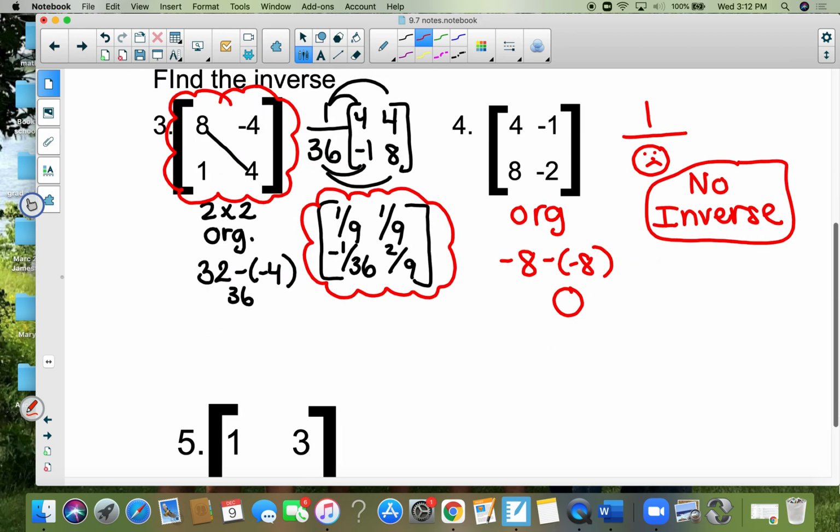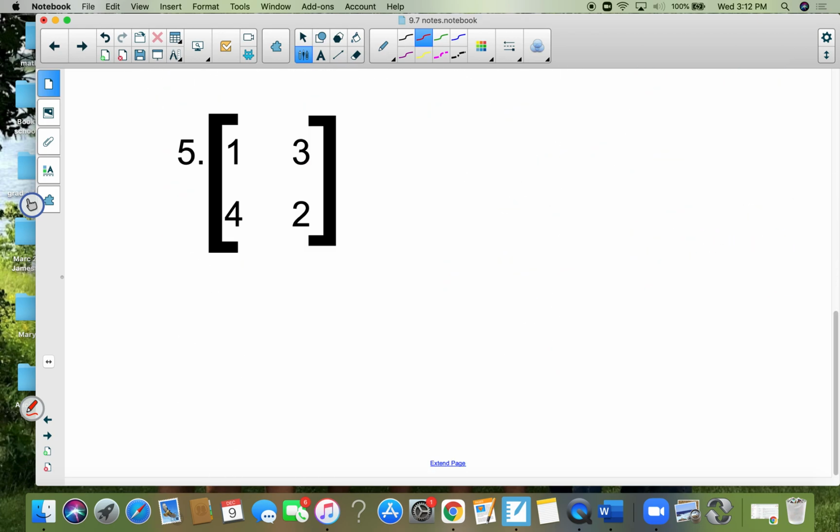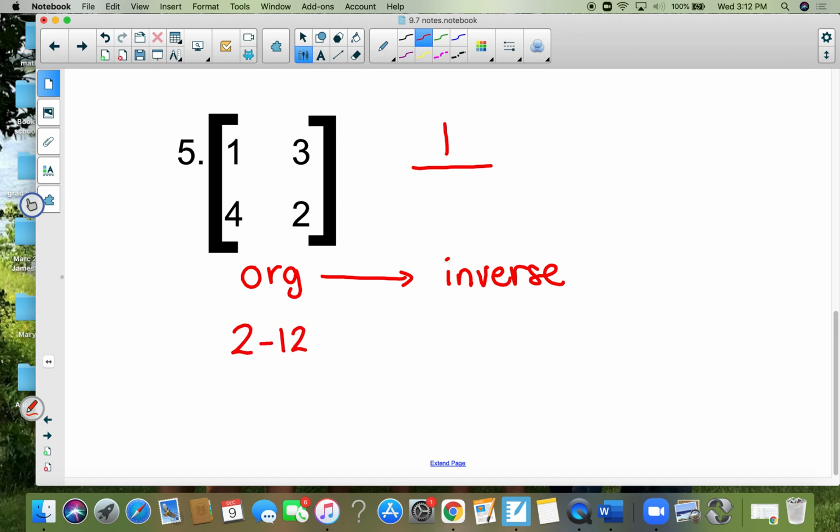Okay, let's do another one. Let's find the inverse of this one. This is the original, and on the test they're going to ask you to find the inverse. And here are the steps. It's 1 over the determinant. So the determinant of this one is 2 take away 12, and 2 take away 12 is a -10. Then you have to interchange these two. So the 2 goes here and the 1 goes here. And all you do with the other diagonal is change them to their opposite.